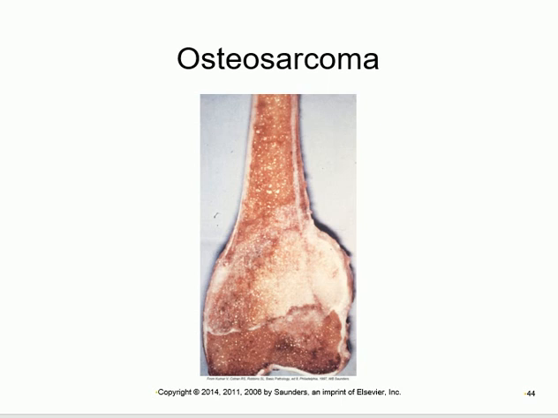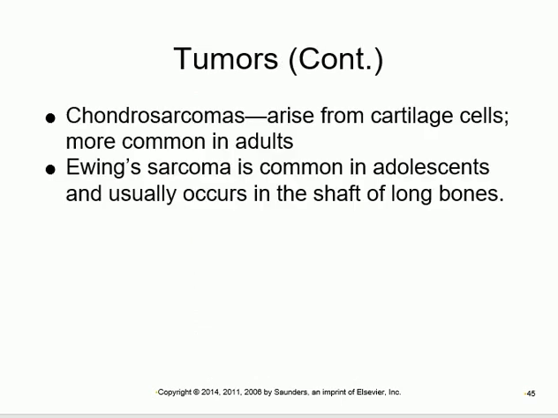And here is how it looks like. Chondrosarcoma is malignant cancer of the cartilage. Ewing sarcoma is basically the same, but in adolescence.